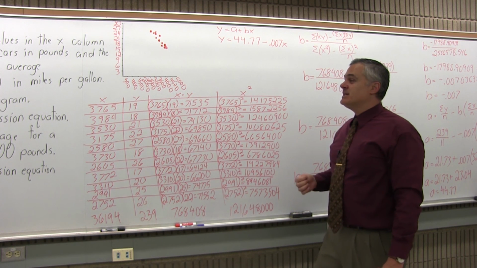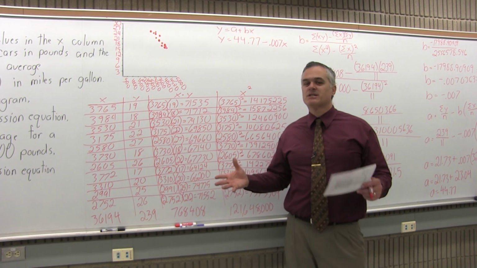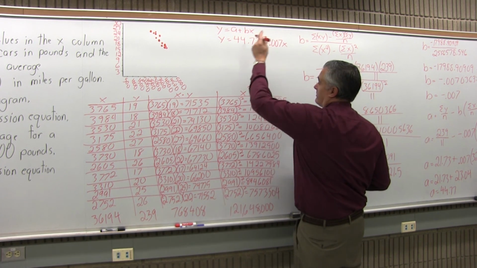So part C is predict the gas mileage for a car that weighs 4,400 pounds. That's a big full-size luxury car, like I say, Lincoln Town Car sort of a car. Put in the 4,400 for x.